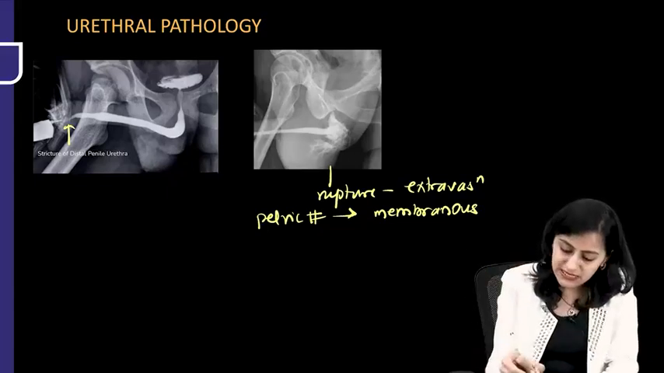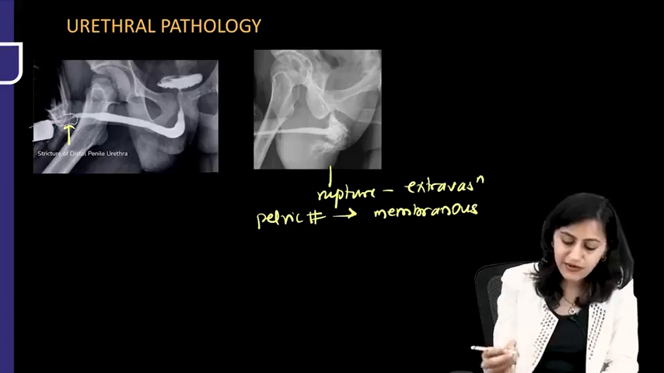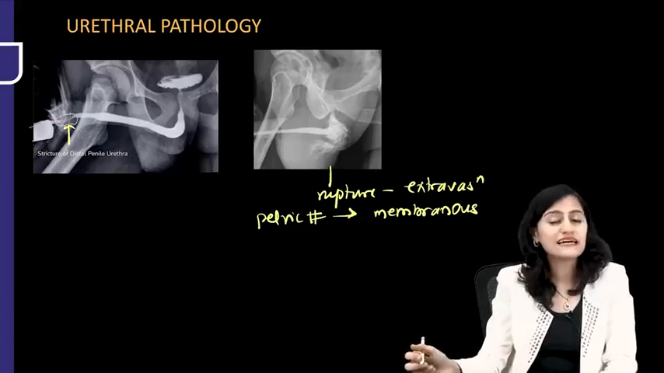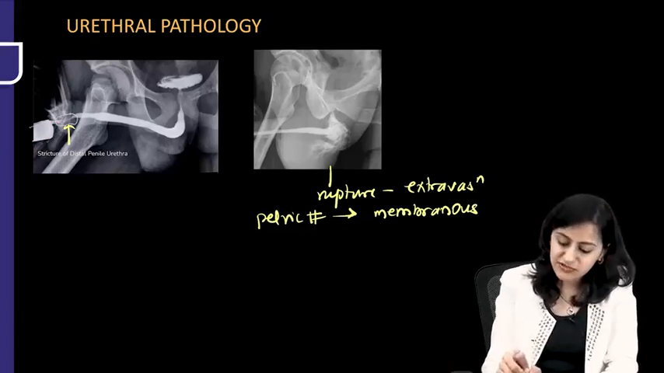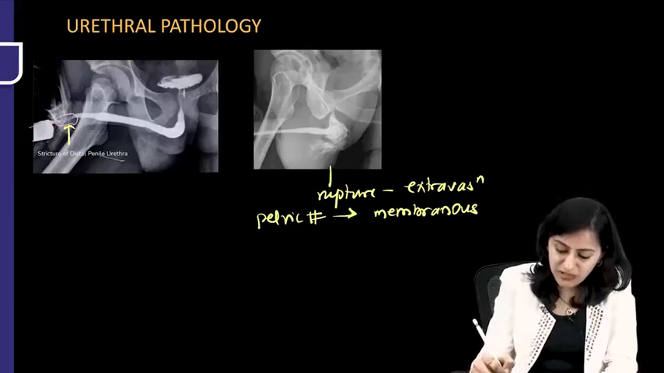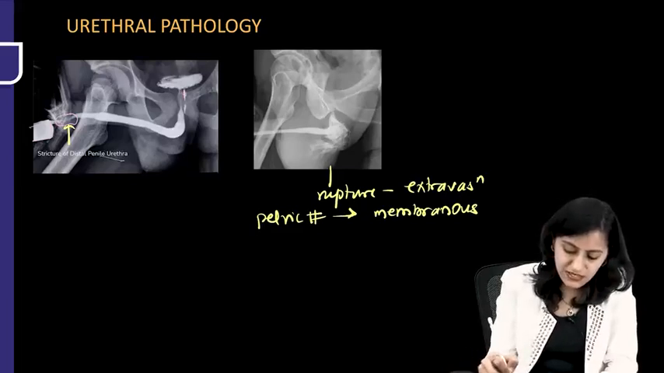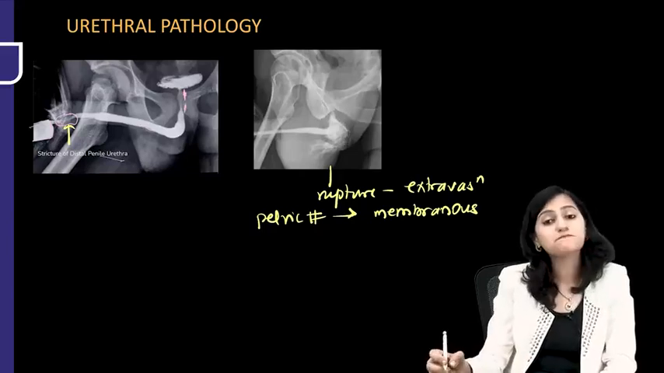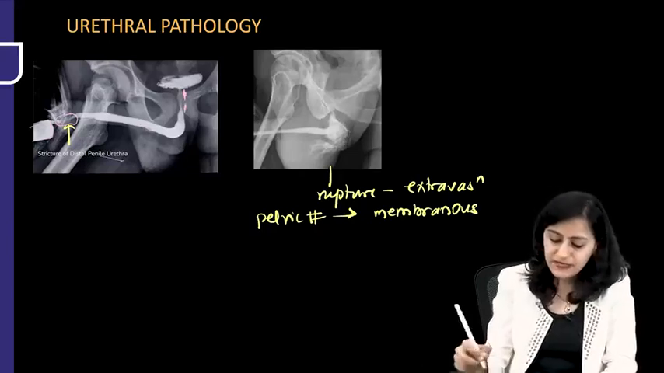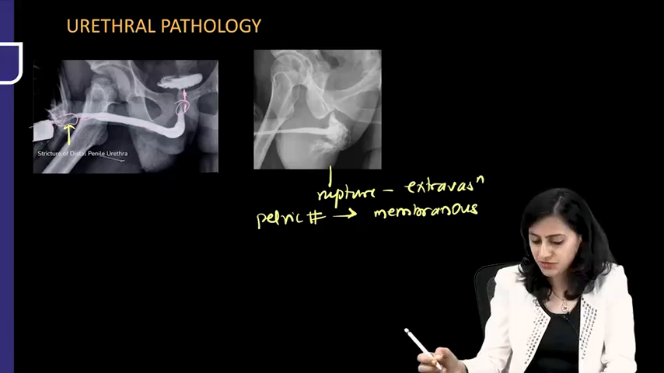So what are we seeing here? This is the RGU image. You see the syringe filled with contrast. Look at the narrowing in the distal most urethra. That is the penile urethra. There is a stricture there. So what do we have? Prostatic urethra, membranous urethra, the bulbar urethra, and the penile urethra. Okay. The narrowest part is the membranous urethra.